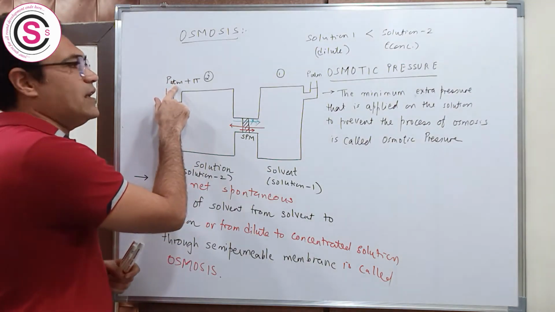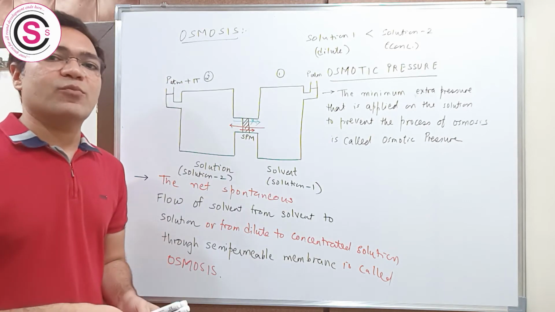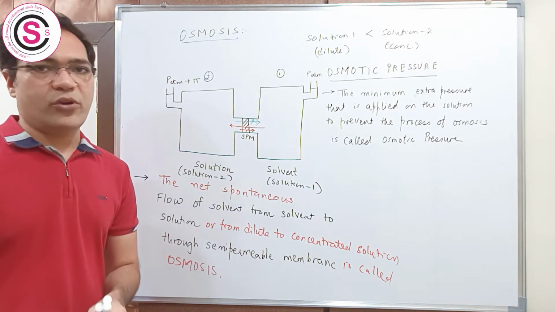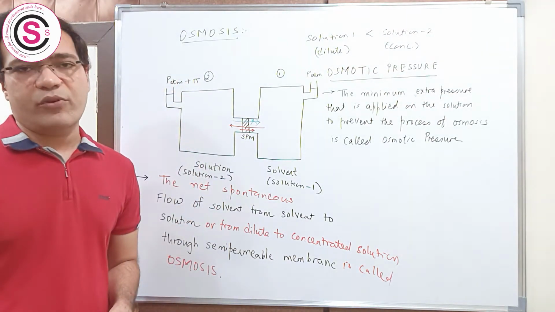Because this P, which was the initial pressure or which was the pressure before the start of osmosis, is not to be considered in osmotic pressure. This pi, the extra pressure, is to be considered in osmotic pressure.